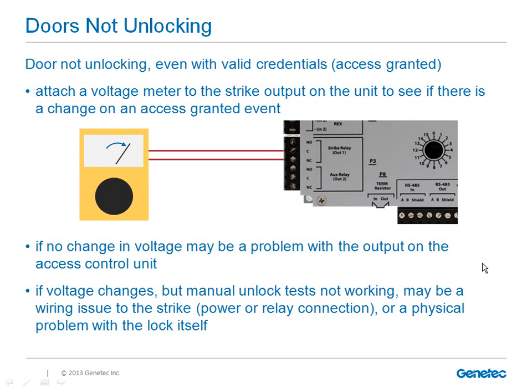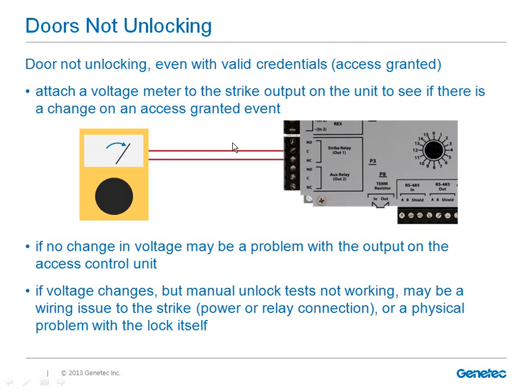We can also test the strike relay on the unit. Put a voltage meter on the wires that are going to the lock from the unit itself, such as we have in the diagram here. And then present a valid card to the reader and see if there's a voltage change when the access is granted. If the voltage doesn't change, we may have a problem with the output on the access control unit.